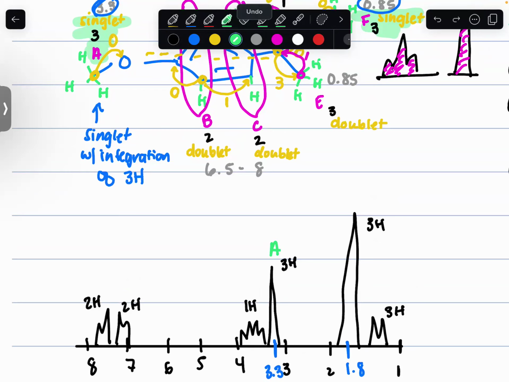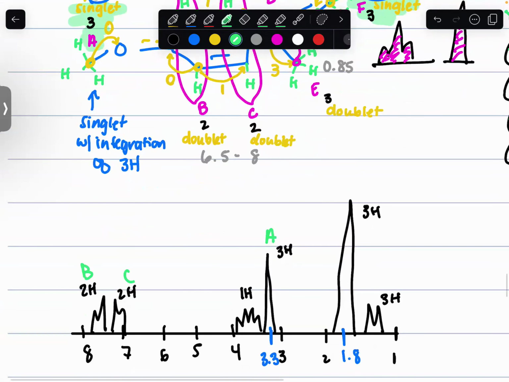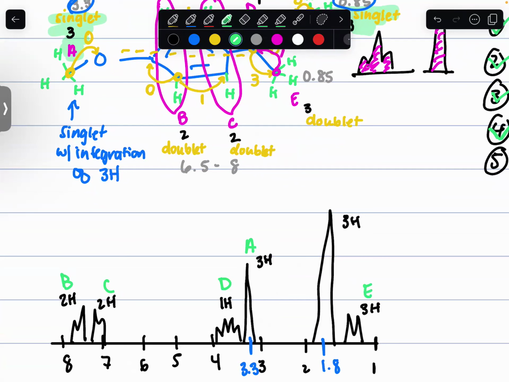Next is D. For D, we're looking for a one proton signal that has a quartet. Look at that. We only have one of those, so we can match those up. For E, we're looking for a doublet with an integration of 3. We only have one of those. And we only have one signal left, and they go together. We can double check that because we know that the integration should be 3 and that we should see a singlet. And that's NMR.